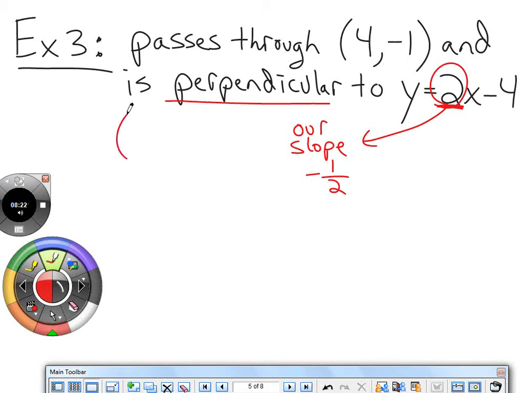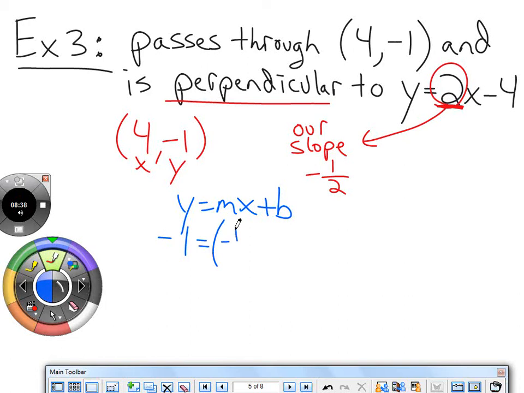So we're going to use that, and we're going to use the point for -1. That's going to be our x and y, and proceed like normal. We'll start with y equals mx plus b. We're going to plug in the y, which is -1, the m, which is -1/2, and the x, which is 4, plus your b. So we cancel the 2 and the 4 again. So that's 2, and we multiply those together. That would be -2 plus b equals -1.